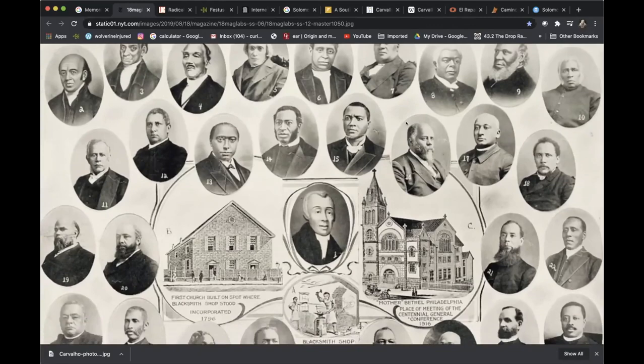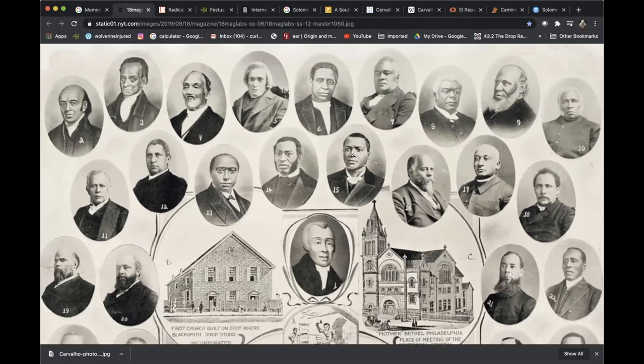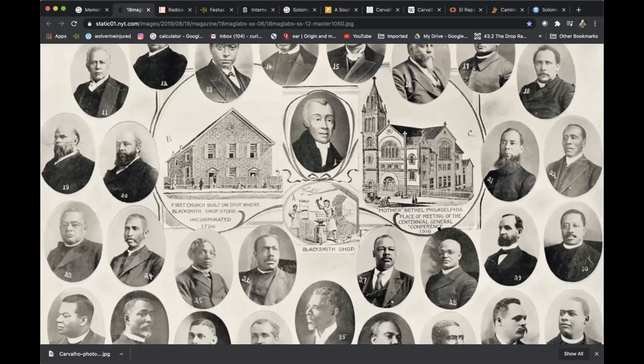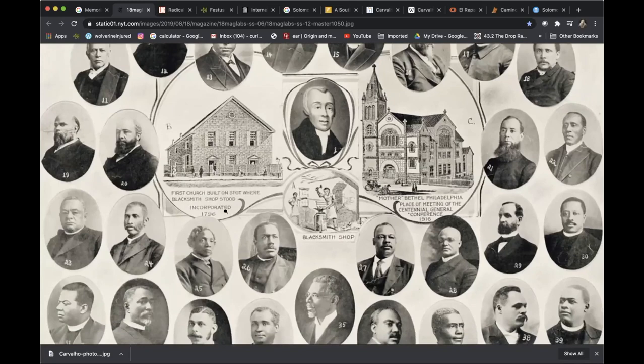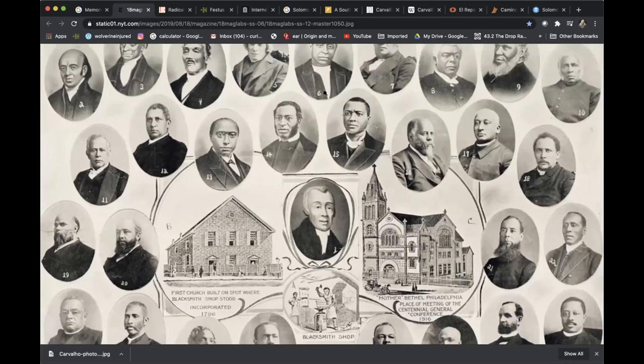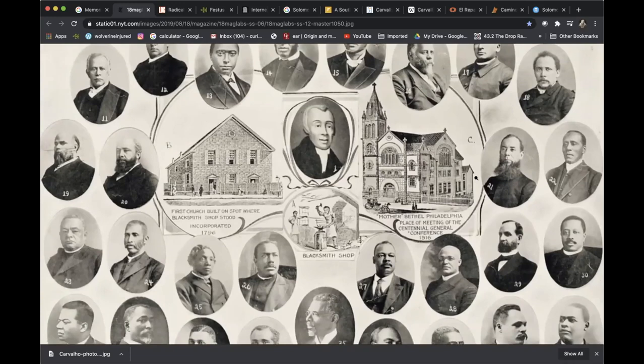You look at pictures like this, this is, I guess, in Philadelphia. It says here, Mother Bethel, Philadelphia, place of meeting of the Centennial General Conference, 1916. Over here it says, first church built on spot where blacksmith shop stood, incorporated in 1796. So I believe this is in Philadelphia, but you can see they're all people of color, very distinguished people of the state of Pennsylvania. All right, you see this?